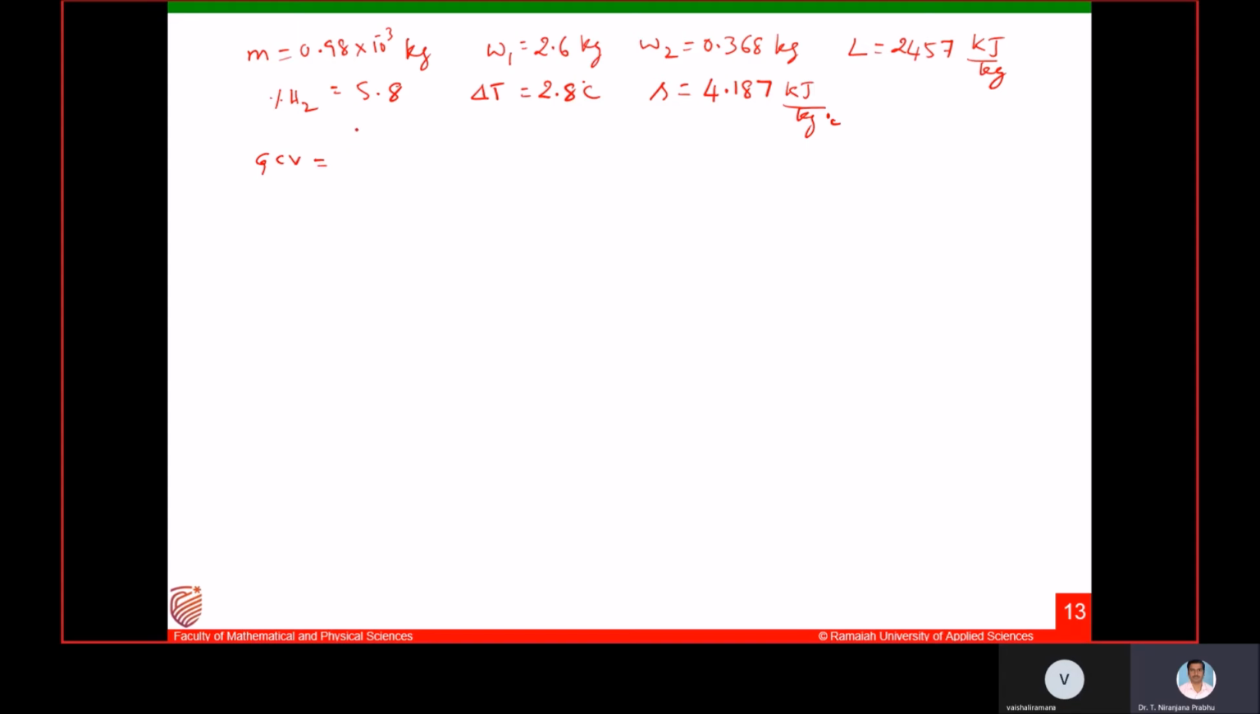Then write the formula. GCV is equal to W1 plus W2 into specific heat of water into delta T, rise in temperature. Sometimes T2, T1 values are given instead of delta T. In that case, you have to write delta T is equal to T2 minus T1, divided by mass of fuel. Let us substitute. W1 2.6 plus 0.368, specific heat 4.187, then delta T 2.8 divided by mass of fuel is 0.98 into 10 raised to minus 3. You can solve in your calculator. You should get somewhere close to 35,500.